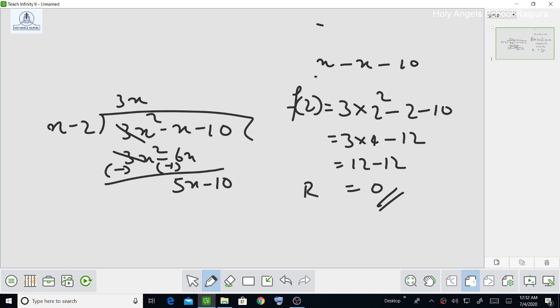5x minus 10. To get 5x, what is to be multiplied with x? Plus 5. 5 into minus 2 is minus 10. Getting the remainder 0. So, that means what we have done is absolutely right. x minus 2 is a factor of 3x square minus x minus 10.